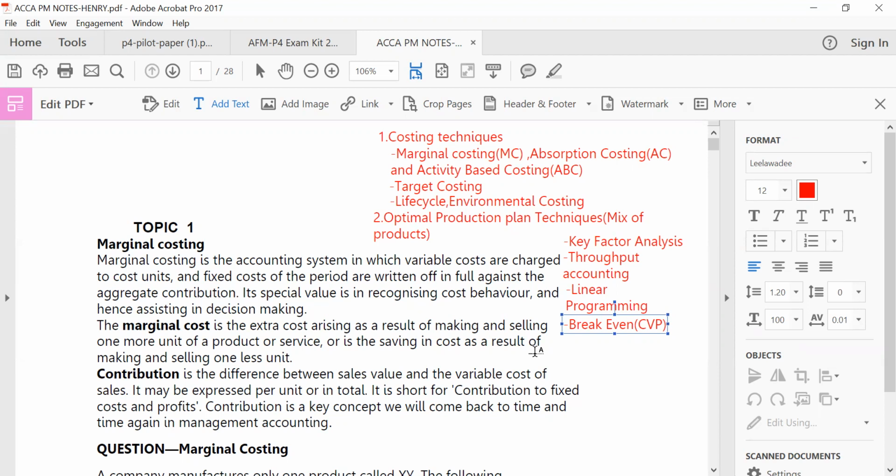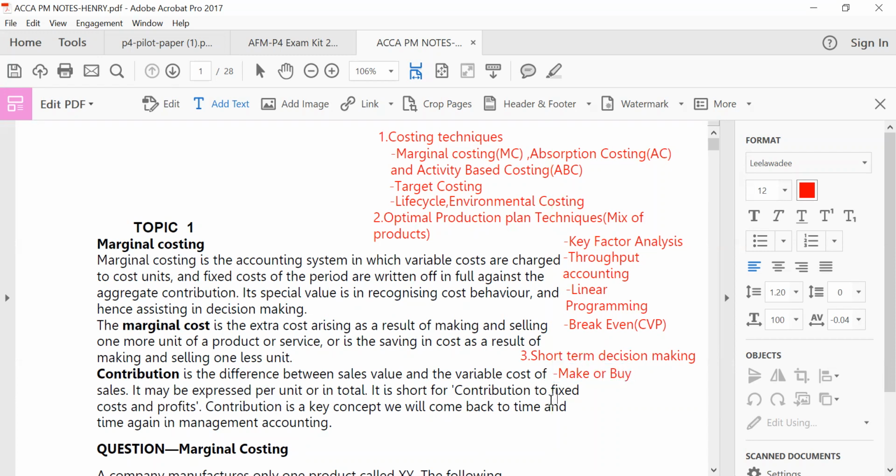Then we come to what you call point 3, short-term decision making. I'm giving you the overview of the PM syllabus, right? When you look at short-term decision making techniques, we have the first one: make or buy.